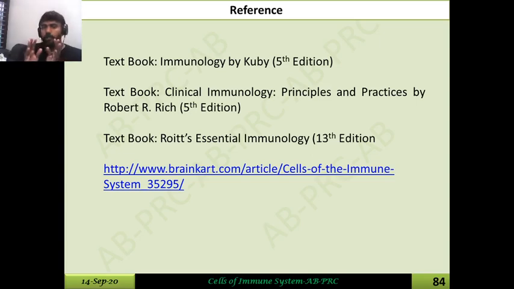So you have to remember their structural features, functional features, and certain important reactions like antibody production, B cell activation, then T cell mechanisms, and recognition of antigens by these cells. All those things are the highlighted points in this part of the presentation.